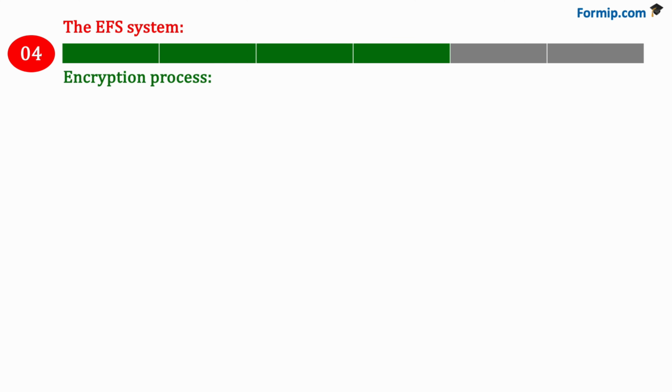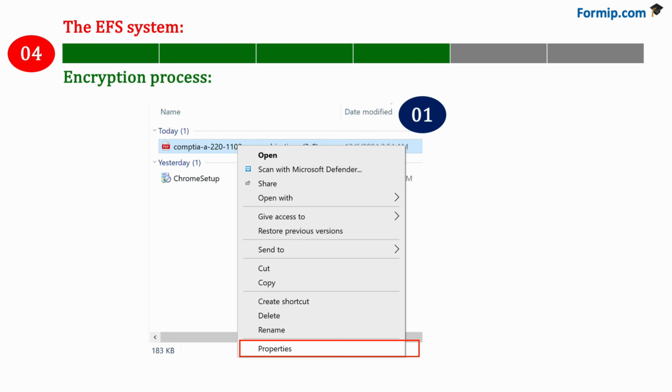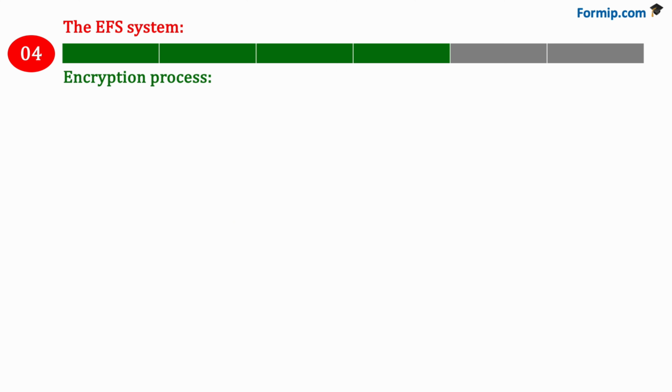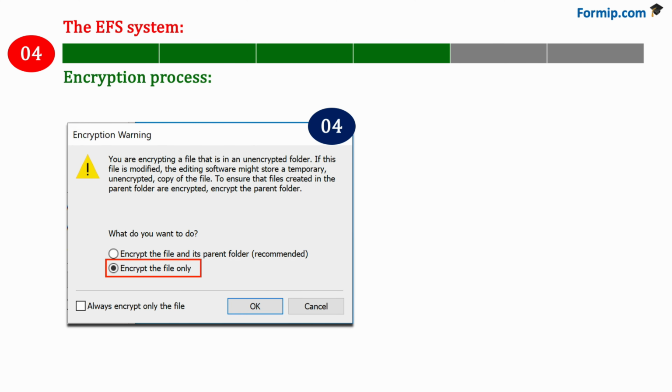If you're on an NTFS volume, here are the steps to enable EFS encryption. To get started, right-click on the file you want to protect and click on Properties. Then, click on Advanced and check the box Encrypt contents to secure data. Confirm by pressing OK, and you will be offered to choose between encrypting only the file or the entire folder. For the example, I choose to encrypt only the file.